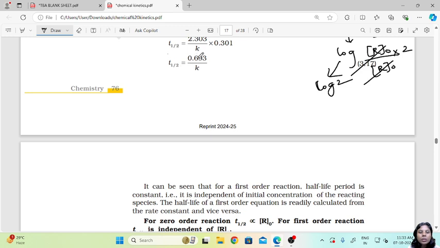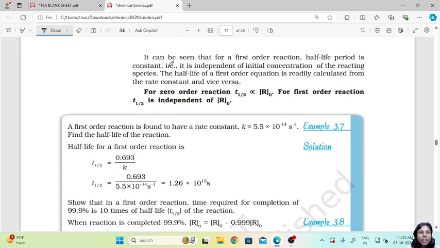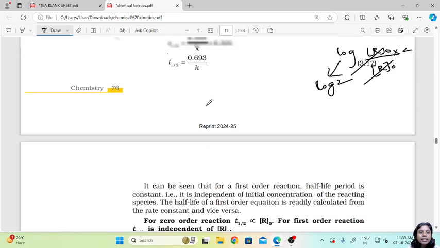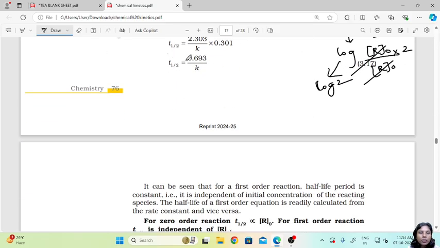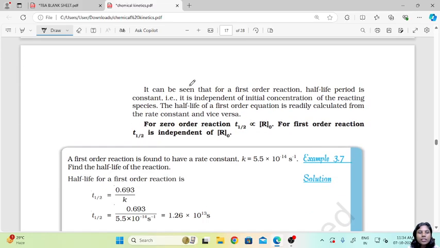T half equals to 0.693 upon K. Now it can be seen that for a first order reaction, the half period is a constant. For zero order, we saw that it was depending on the initial concentration. Now here, we are getting a constant. There is no initial or final concentration of the reactant. So in this case, we can say that it is independent of the initial concentration of the reacting species.